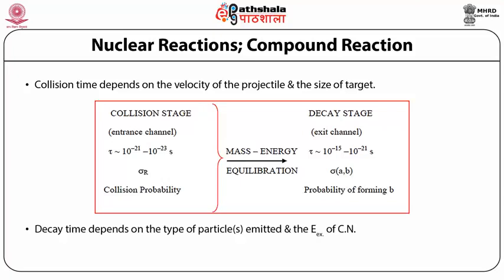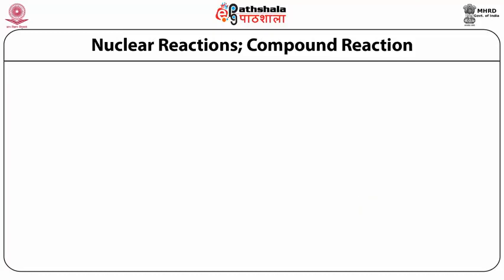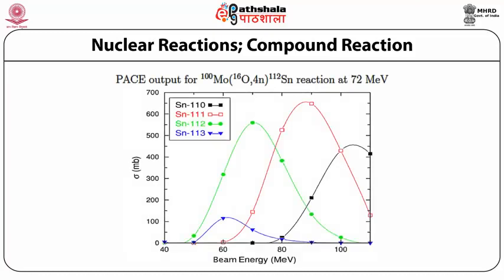Decay time depends on the type of particles emitted and the excitation energy of the compound nucleus. Nuclear reactions, compound reactions. Now in this slide, the plot of reaction cross section as a function of beam energy is shown for the decay output of a compound nucleus reaction.